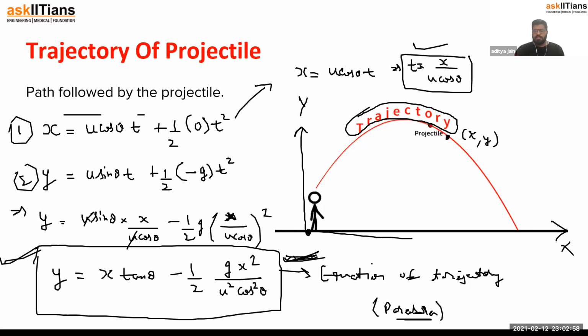So we have seen that the equation is y equals x tan theta minus half g x square over u square cos square theta. Clear? Thumbs up, guys. So I think you are enjoying the lecture.